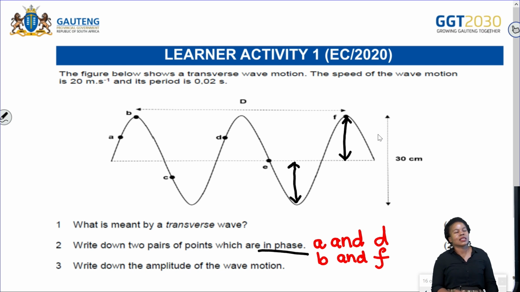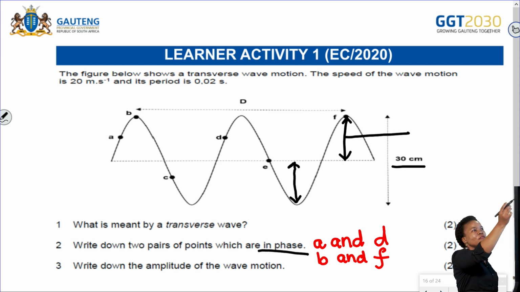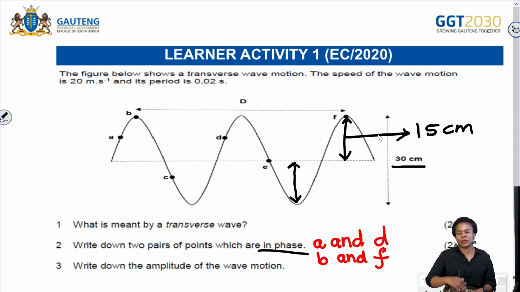In this case, this is our clue. So you have your 30 centimeters. That means moving from the equilibrium going up, this is your 15 centimeters. This is the maximum displacement that you have. So that's how easy it is to just identify it like that.